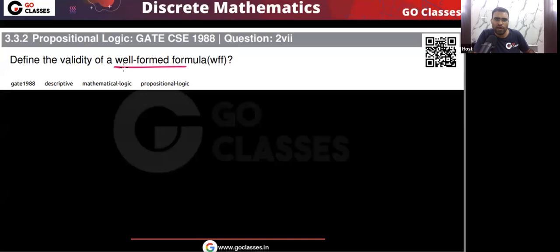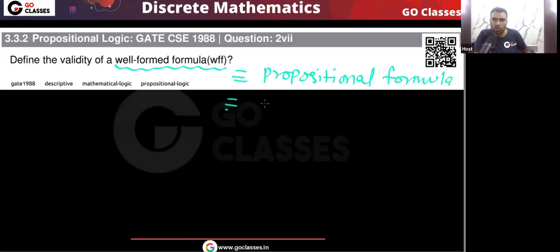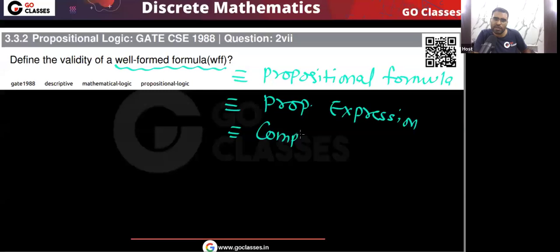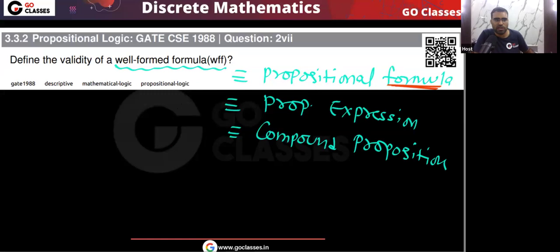Define the validity of a well-formed formula. First of all, tell me, what is a well-formed formula? Do you know? WFF is the same as propositional formula. Or you can call it propositional expression, or compound proposition. These are different names for the same concept. So well-formed formula means propositional formula or propositional expression.